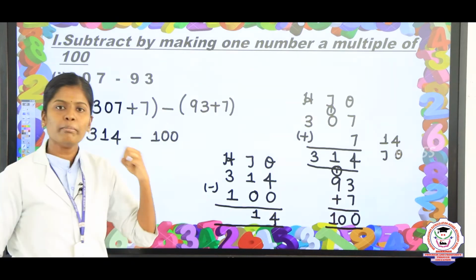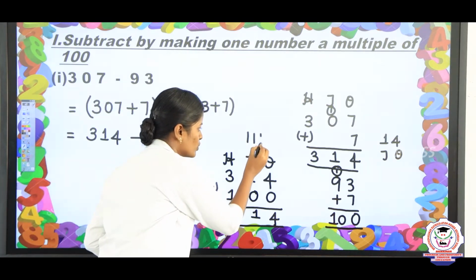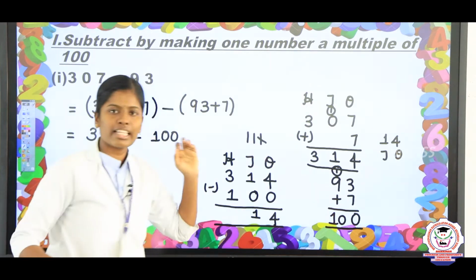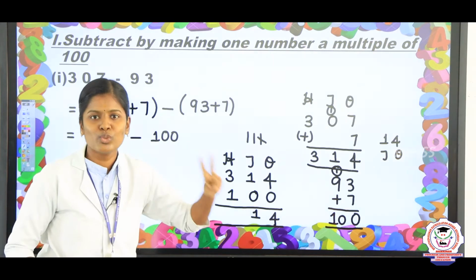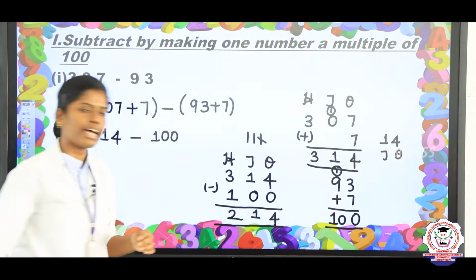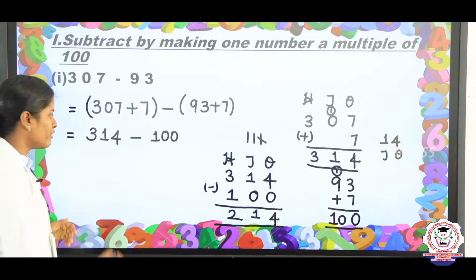Next take 3 minus 1. Just put 3 lines, 1, 2, 3, and then strike out 1 line. Remaining how many lines are there? We have 2 lines. So 3 minus 1, the answer is 2. The final answer we have is 214.